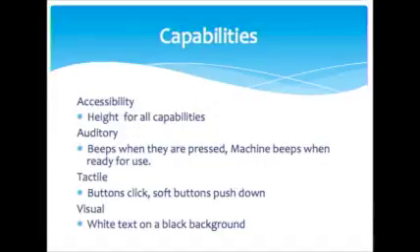Capabilities. The system is placed at a good height where it is accessible to many users. For example, it is low enough for those in a wheelchair to use comfortably and high enough for taller individuals to reach down and use as well. For auditory, the buttons beep when they are pressed down. When the machine has been selected, it also beeps when it is ready to be in use. For tactile, the buttons click to allow the user to know they have been pressed down. For visual, the white writing on the black device and keys make them noticeable and easy to see and use.